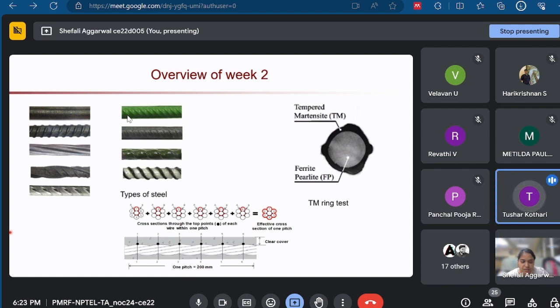Else, as I told, once we bend the rebar and then we can give the coating, but it will be a very tedious process. We can't adopt this on every construction site.